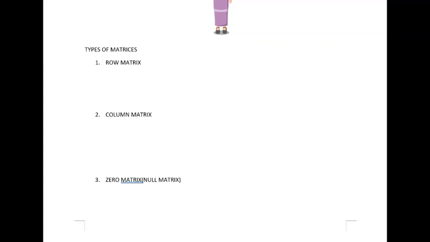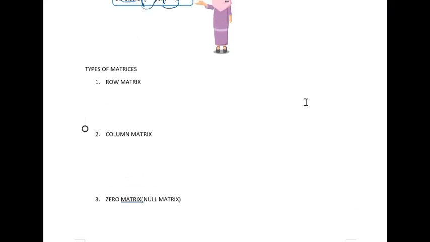So here are types of matrices. Then we have row matrix, column matrix, zero matrix or null matrix, square matrix, and rectangular matrix. So what is row matrix? So row matrix has only one row. Let's say we have 3, 7, 6. So this is example of row matrix. Only has one row. So it's column matrix. Yeah, column matrix has only one column. 7, 8, 9. Only one column.